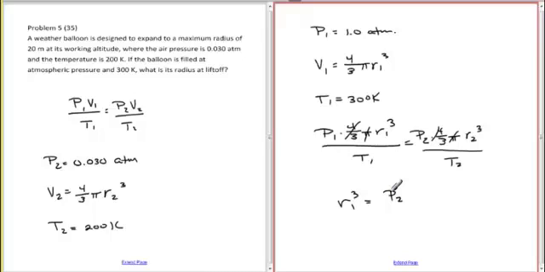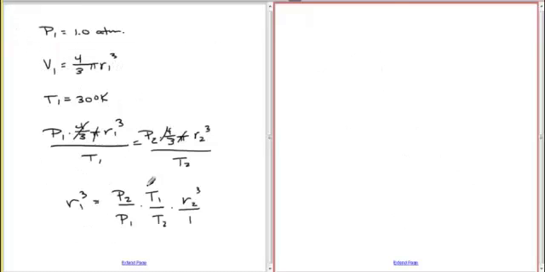And then I'm going to group the pressures together. So I've got P2 in the numerator, so P1 has to be in the denominator. I've got T2 in the numerator, so T1 has to be in the denominator. I've got R2 cubed, and I'm solving for R1 cubed, so there's nothing there. So let's solve for R1 cubed, and then we take the cube root.